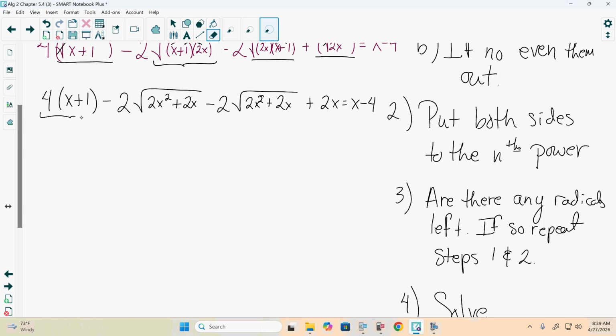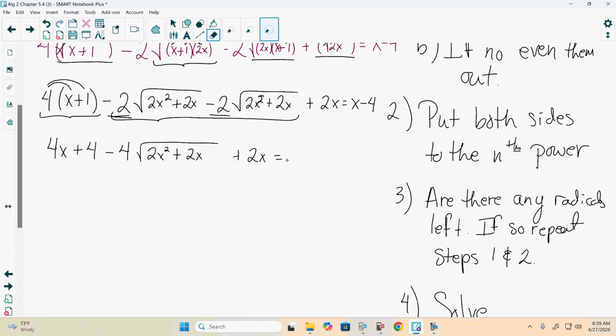Now we still need to do this product here in the front. We're going to distribute that 4. 4 times x is going to be 4x. 4 times 1 is going to be plus 4. Since these radicals are the exact same, we can subtract the numerators, or our coefficients. Negative 2 minus 2 is going to give us negative 4 square root of 2x squared plus 2x. And we still have our plus 2x is equal to x minus 4.